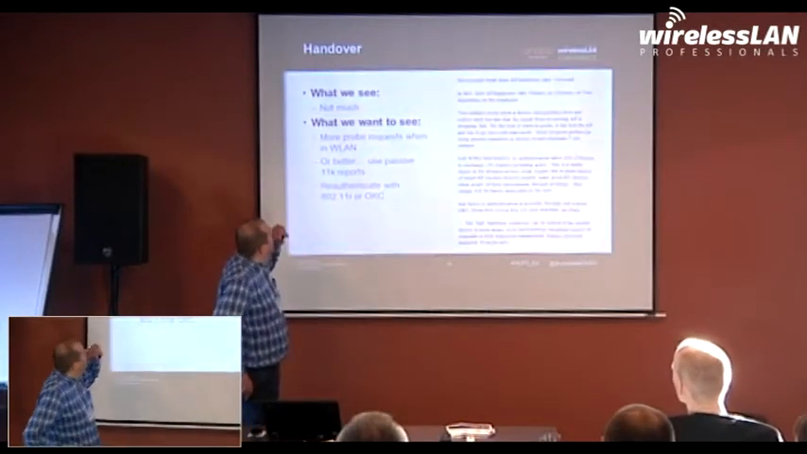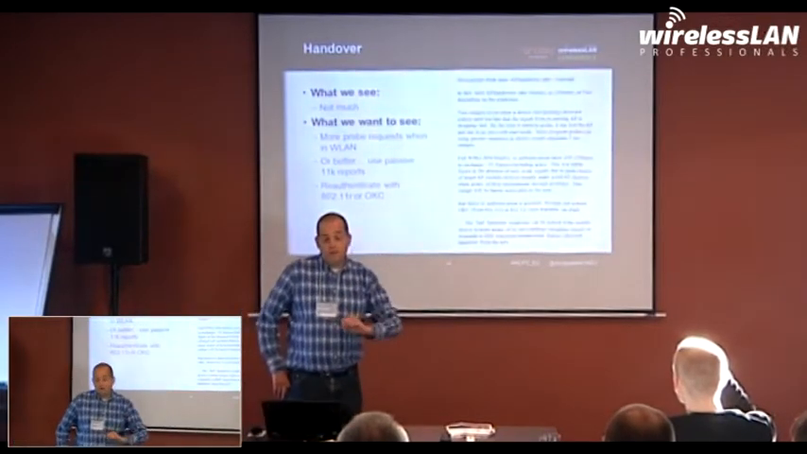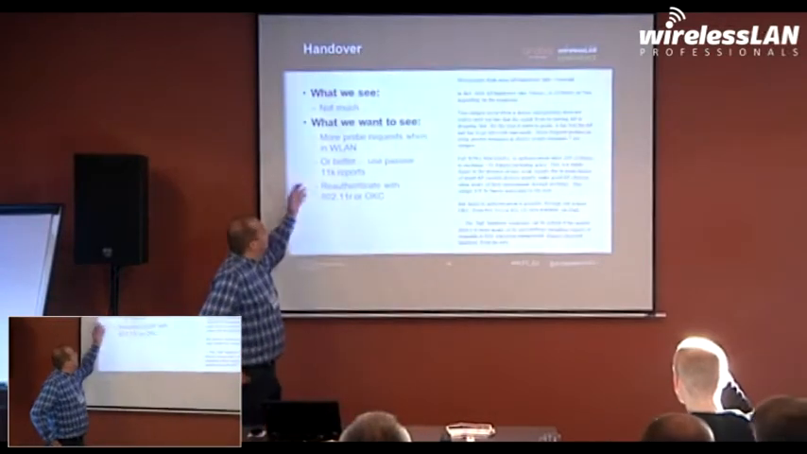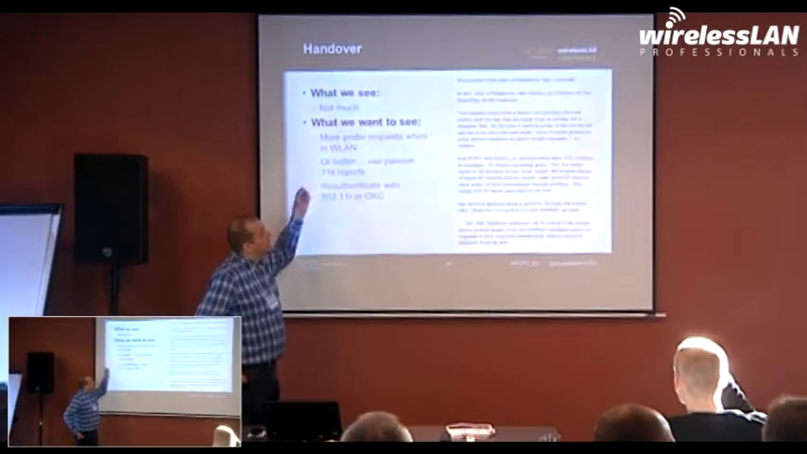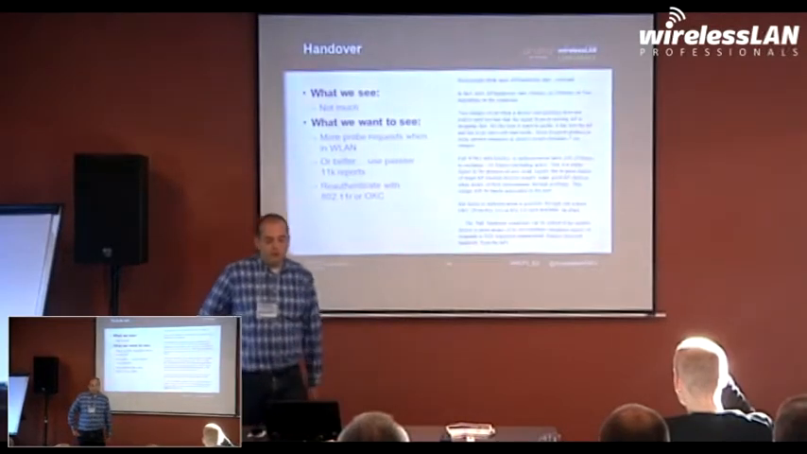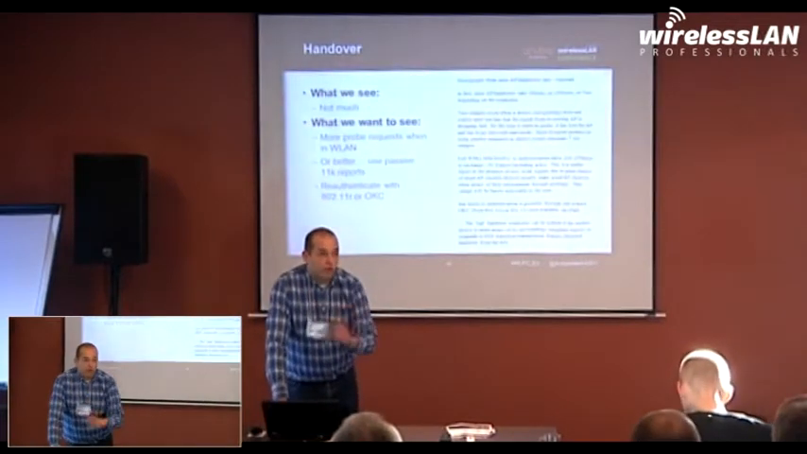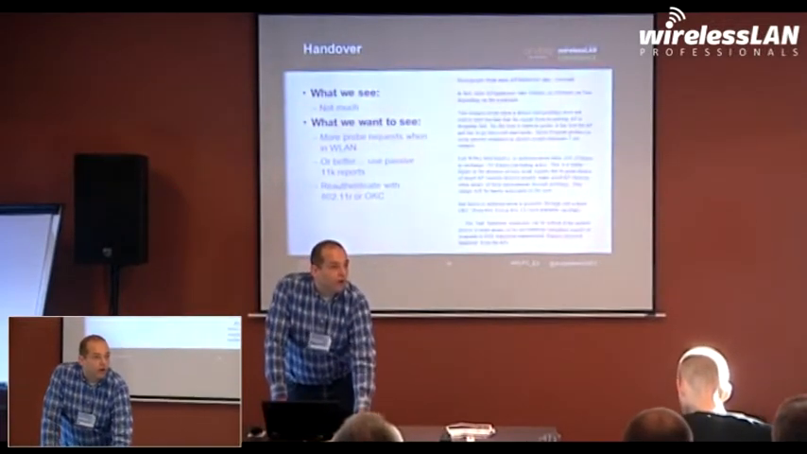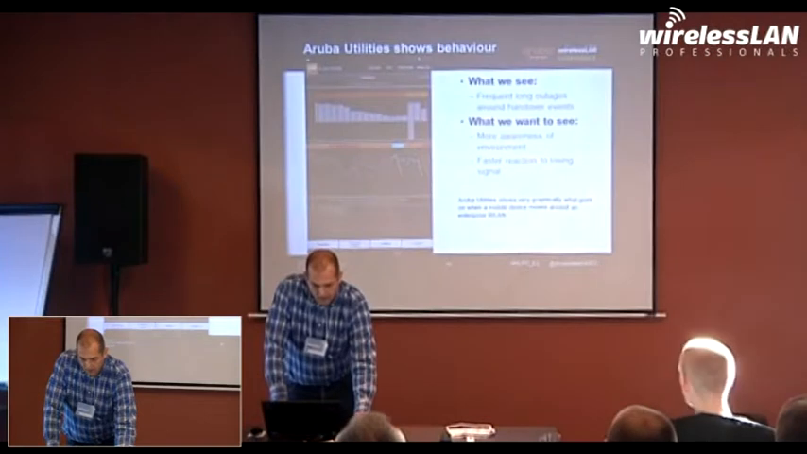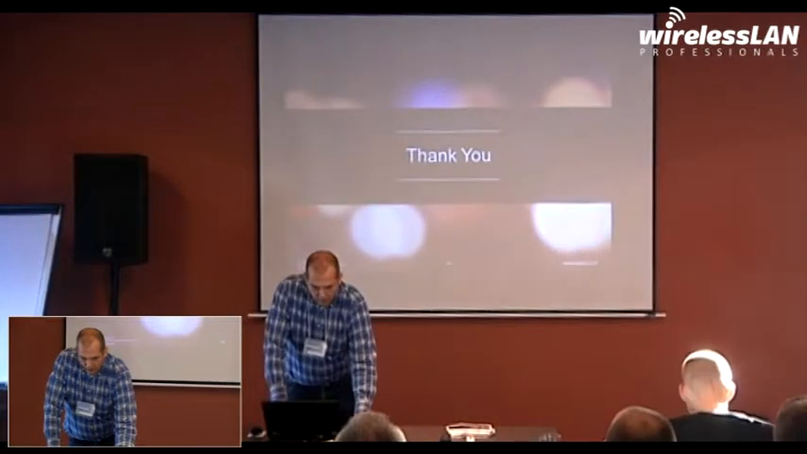So to summarize, we need clients to do better roaming. We don't see them doing that right now. 11K would be great to have supported, and re-authentication with 11R or opportunistic key caching, so you have smooth roams in the enterprise network and keep the highest data rates and use the least airtime that is needed. We've seen this Aruba Utilities tool. It helps you to see this.